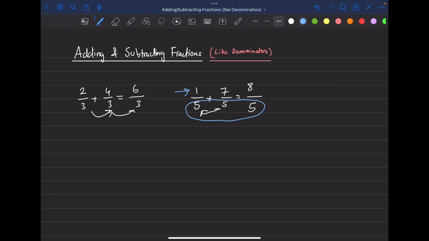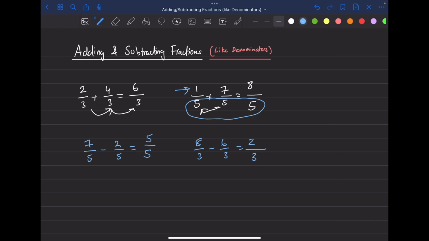For subtraction, it's the exact same thing. So let's say we had 7 over 5 minus 2 over 5. This will be equal to 7 minus 2. This is 5. And then the denominator stays the same once again. So 5 over 5. Let's say we had another question. 8 over 3 minus 6 over 3. 8 minus 6 is 2. And then the denominator stays the same. That's it. That's literally how you add or subtract fractions.